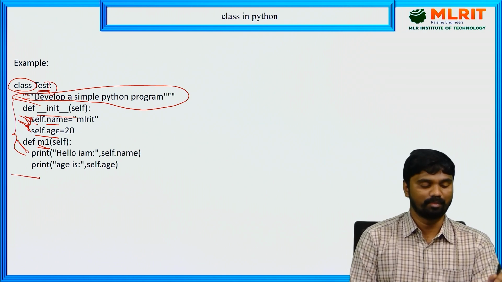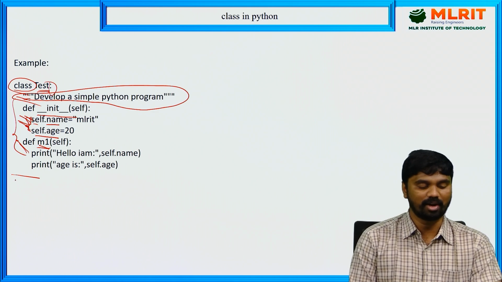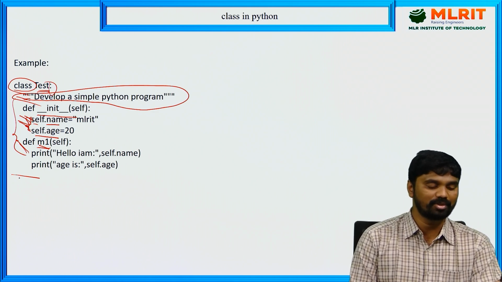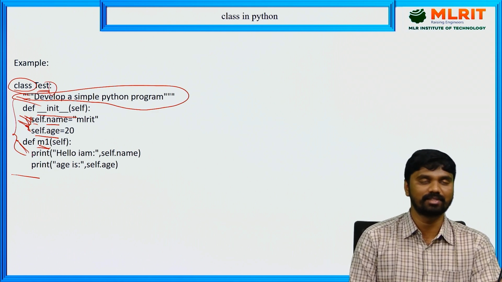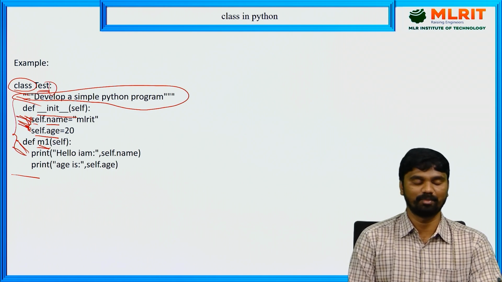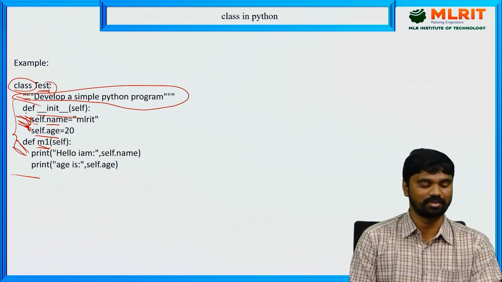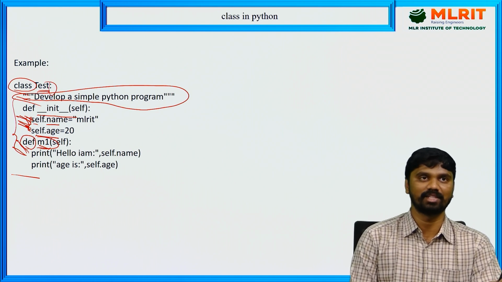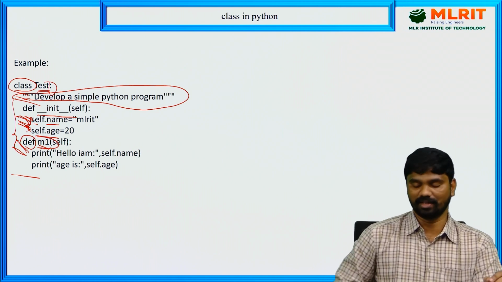Here we still did not create an object. We have to create an object, and only by using that object can we access these functions as well as these instance variables. The m1 method is also an instance method, which we will discuss later.